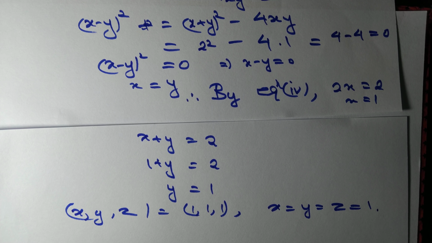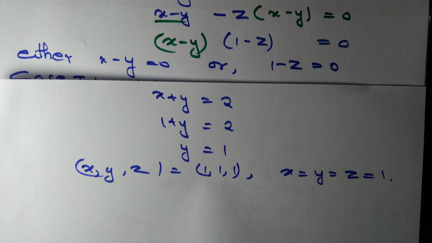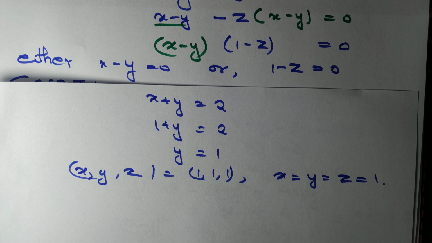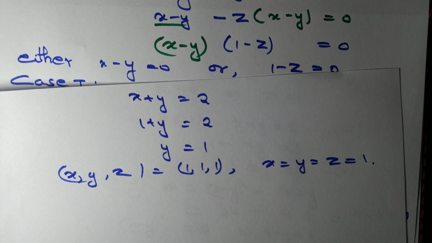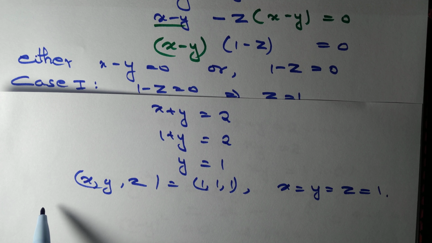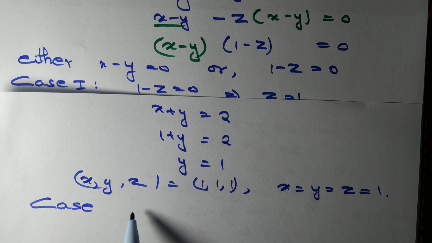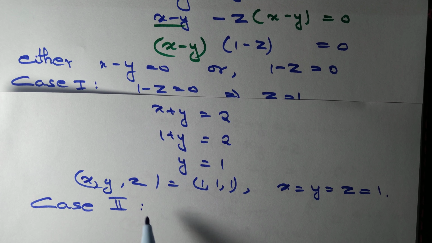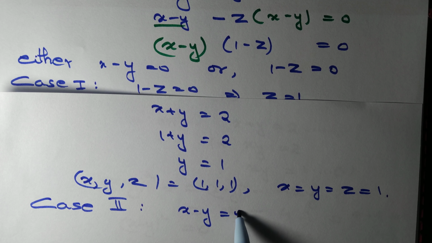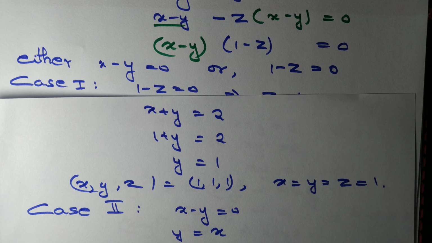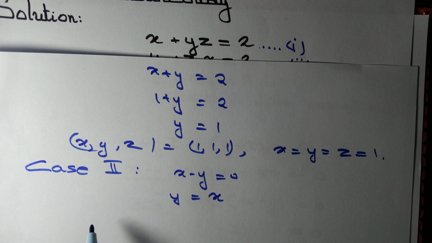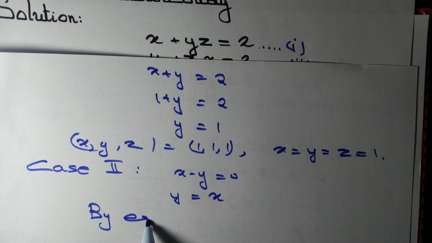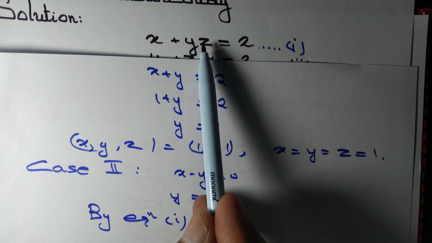Now let's look at the other case. When 1 minus z equal to 0, we got z equal to 1. But when x minus y equal to 0, that is case 2, the bit more difficult case, as compared to case 1 that we have handled. In case 2, we have x minus y equal to 0, that is y equal to x. Now let's write this value again in equation 1. By equation 1, if I write y equal to x, then I get x plus xz equal to 2.